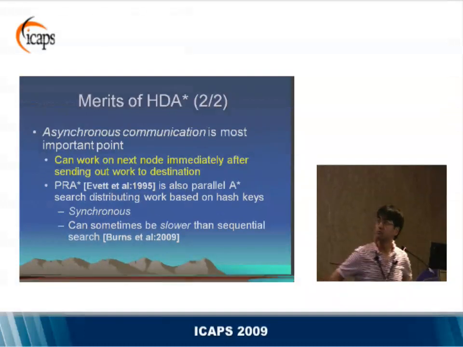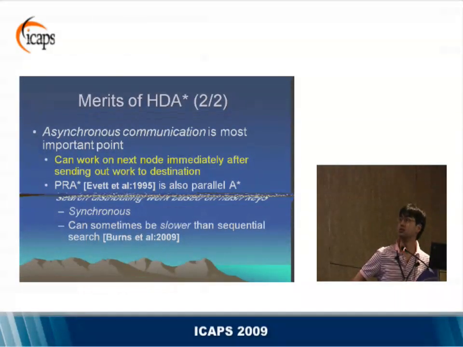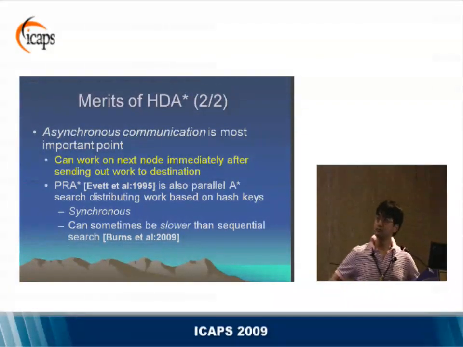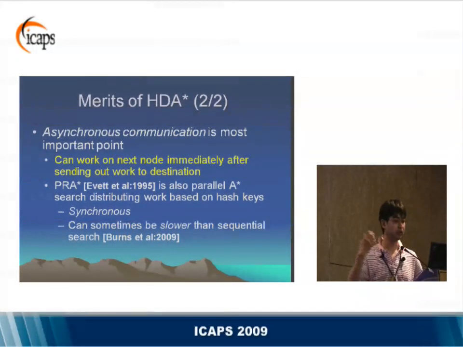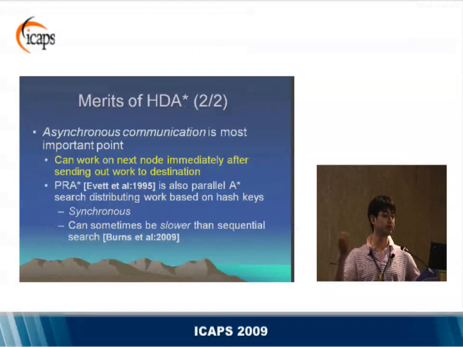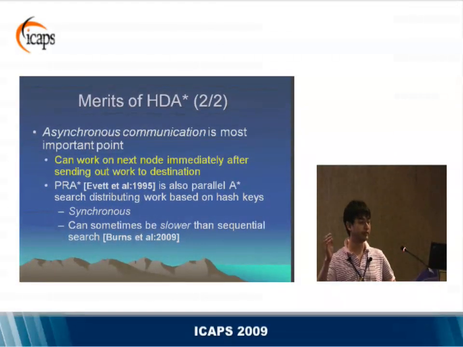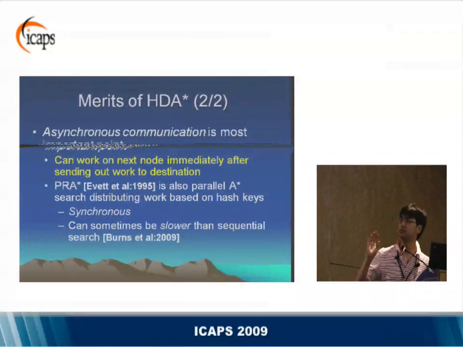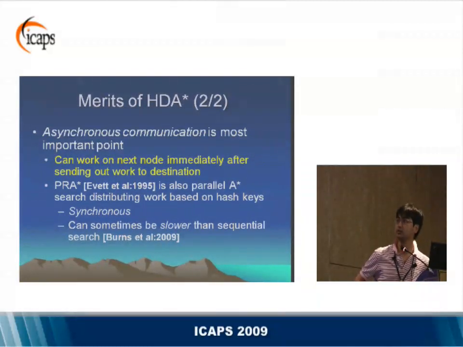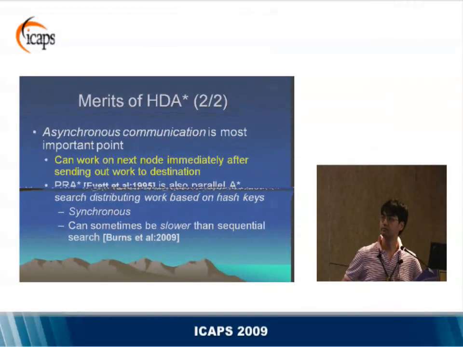And the most important point is asynchronous communication. Because once we send work, we don't have to wait. We can just work on the next node in the open list immediately after sending out the work to its destination, and we can basically remove all the synchronization overhead by doing so.